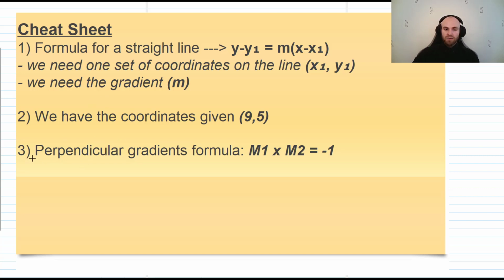To find the gradient, we need to remember that for perpendicular lines, when a line goes this way and another line goes this way, the gradients are perpendicular. To work this out, the gradient of line 1 multiplied by the gradient of line 2 is going to give us minus 1. Really useful to remember.